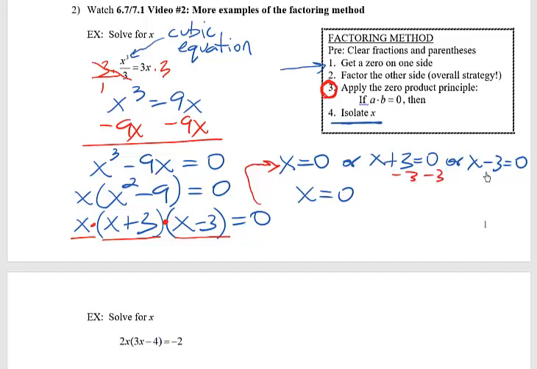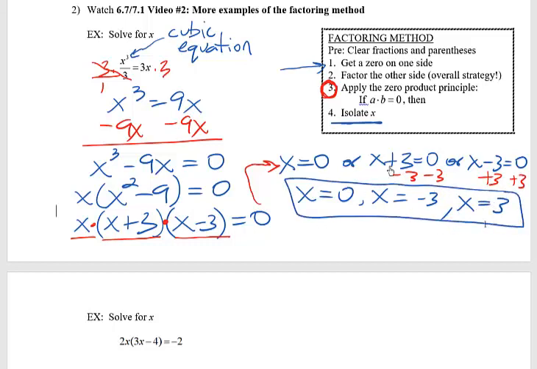In the third one, I would add 3 to both sides. And what I'm going to end up with here is x equals 0, x equals negative 3, or x equals positive 3. We are saying that all 3 of these numbers are solutions to the original equation, and you could check that if you wanted to. It is common with a cubic equation, where the highest exponent is 3, to have 3 answers to the equation.